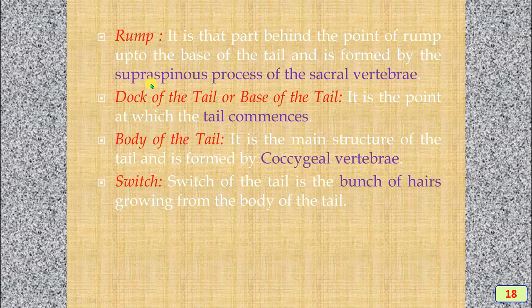This is where the rider sits. Dock of the tail, or base of the tail, is the point at which the tail commences. The body of the tail is the main structure of the tail and is formed by the coccygeal vertebrae. Switch is the tail with bunches of hairs growing from the body of the tail.